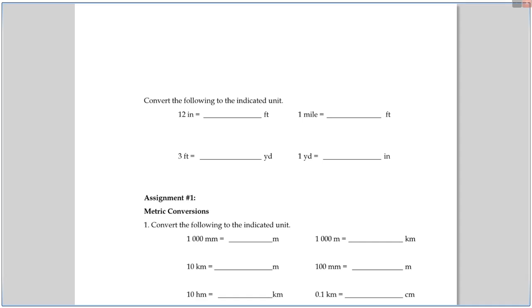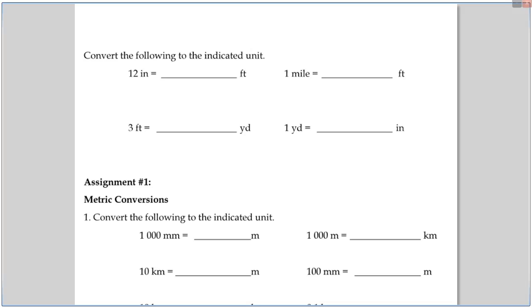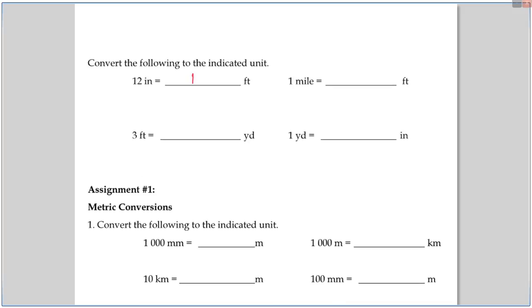Okay, so these ones are for free. So 12 inches is 1 foot. 1 mile is 5280. These are just from the chart. 3 feet is exactly 1 yard. And 1 yard is exactly 3 feet. And because there's 12 inches in every foot, you have 36. 1 yard is 36, and that's also on your formula sheet. So those 4 came for free.